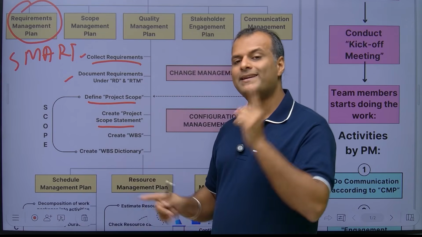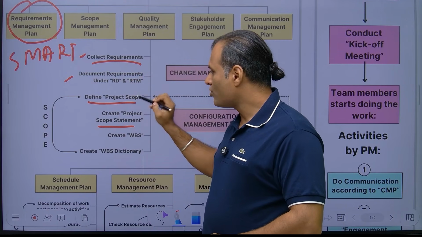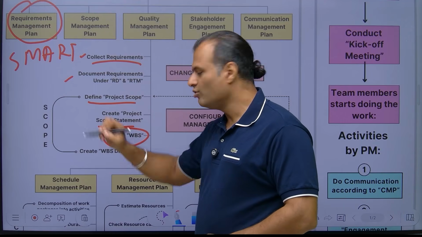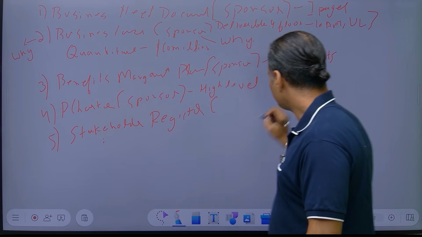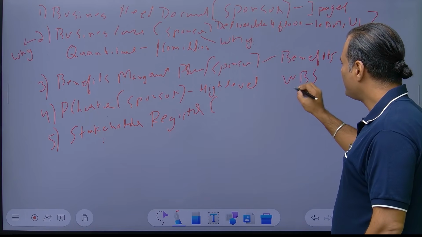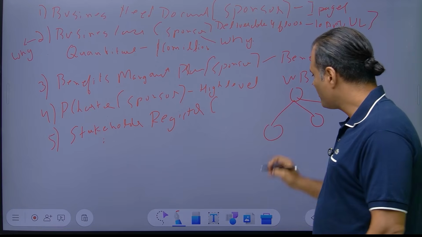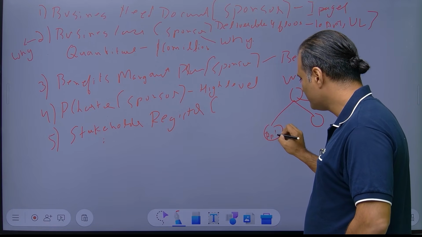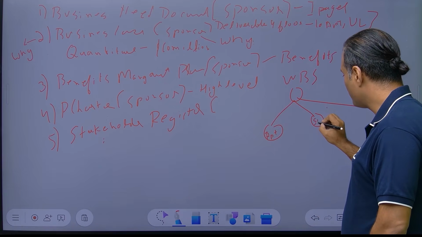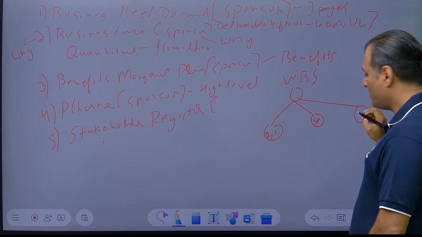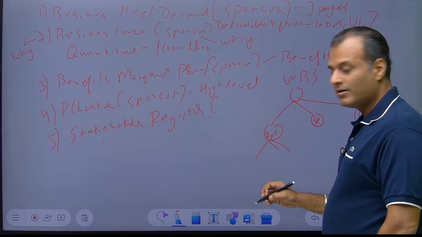So out of scope and in scope is part of your scope statement. Based on the requirements document and the scope, you create a WBS. What's a WBS? WBS is your tree-based structure. For example, I will say that for our project, we have the apartment building. Then we have swimming pool. Then we have library.